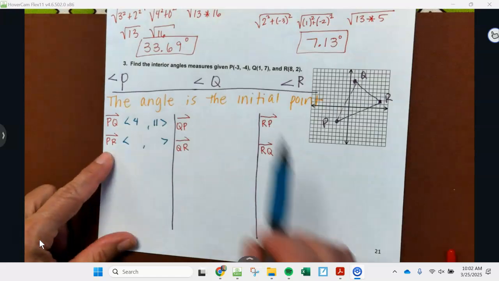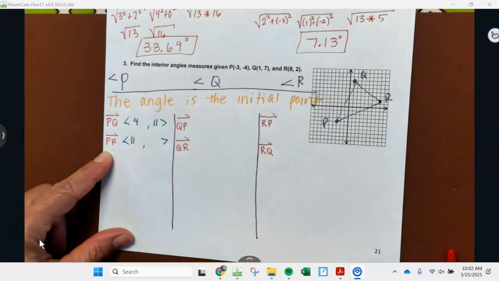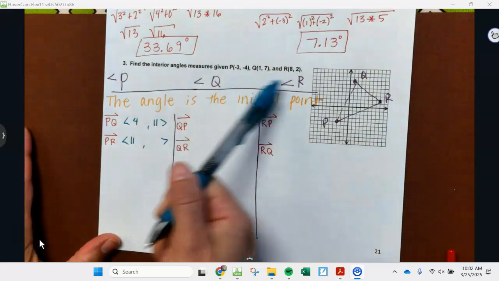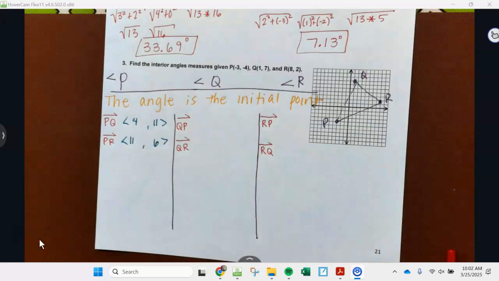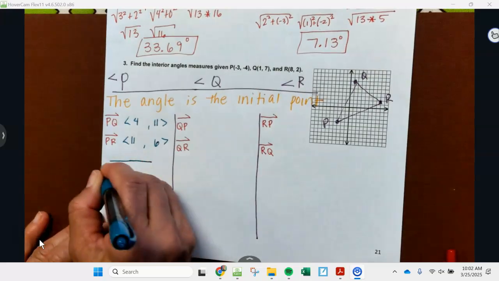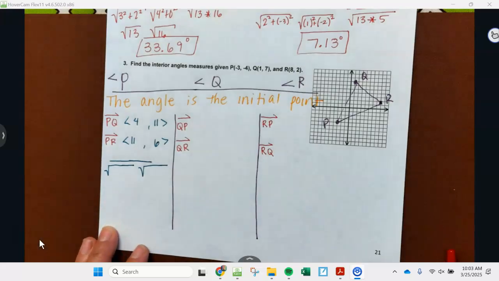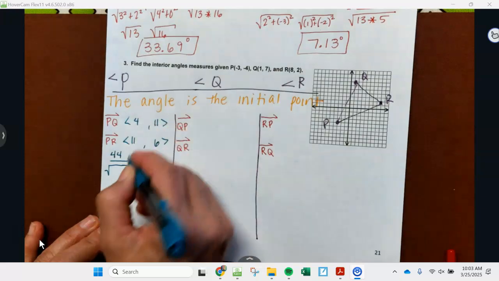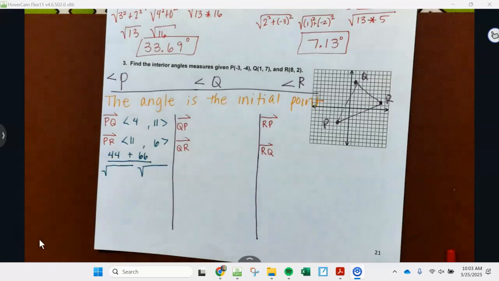Now let's analyze PR. -3 to +8, that's another big jump of 11. And then -4 to +2, that's an increase of 6. Now everything else is like the top part of the paper. So we're going to find the dot product first, and then the two magnitudes of these vectors. The top is going to be the two A's multiplied together plus the two B's multiplied together. So 44 plus 66.